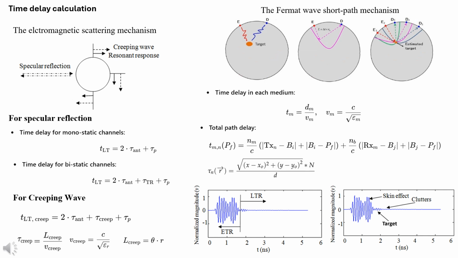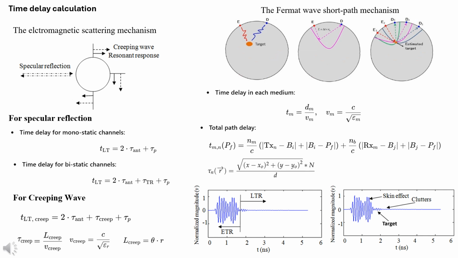Creeping wave resonant responses arise when the waves wrap around small objects like targets, which have unique resonant properties that differ from surrounding tissues. The time delays associated with these responses provide critical information for distinguishing between different tissues and abnormalities. The monostatic time delay, when the same antenna transmits and receives, is caused by the antenna's physical characteristics, tau, and the width of the transmitted pulse, tau p.